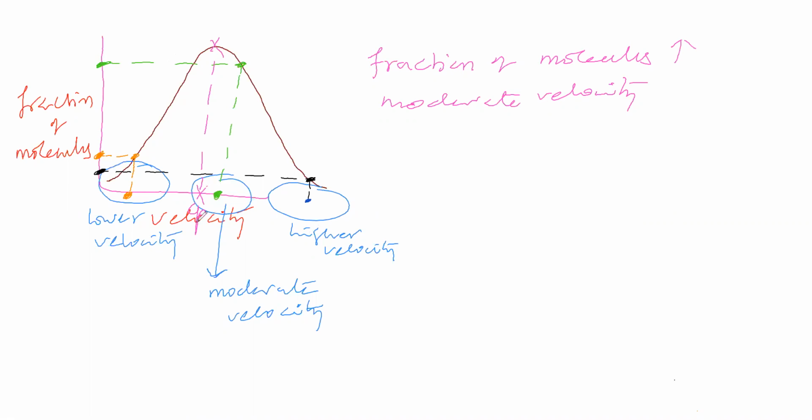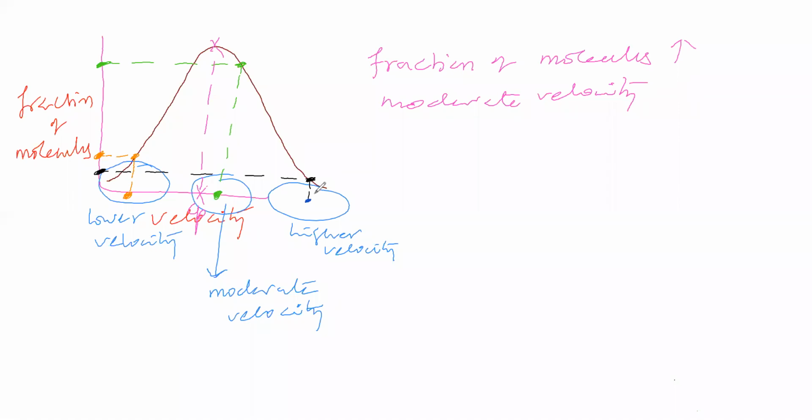Therefore, at moderate velocity, higher fraction of molecules. So, CP means the fraction of molecules should be what? Highest only, no? CP means the fraction of molecules should be highest. Therefore, CP will be at the moderate velocity side, or lower velocity side or higher velocity side? What do you think? CP comes under which velocity side do you think? CP means most probable velocity.